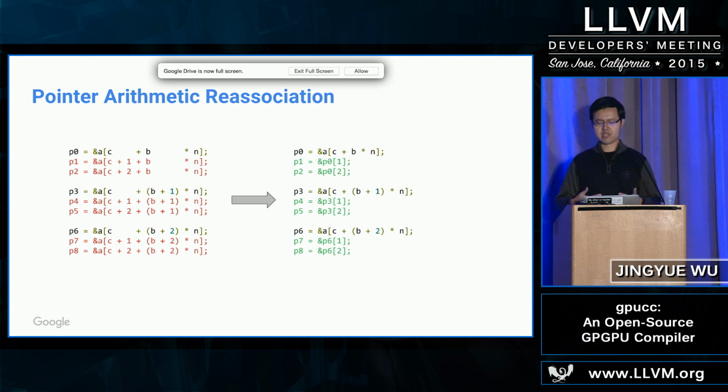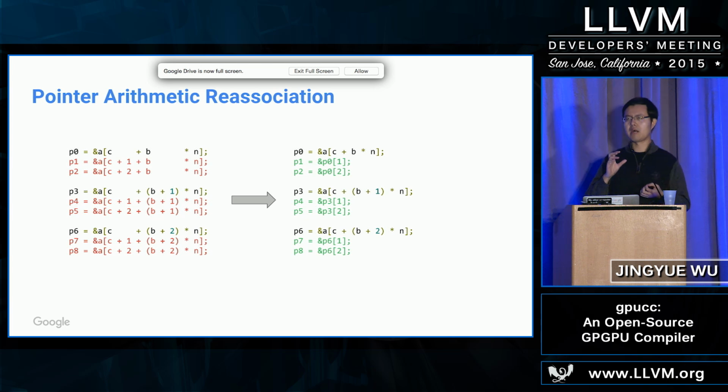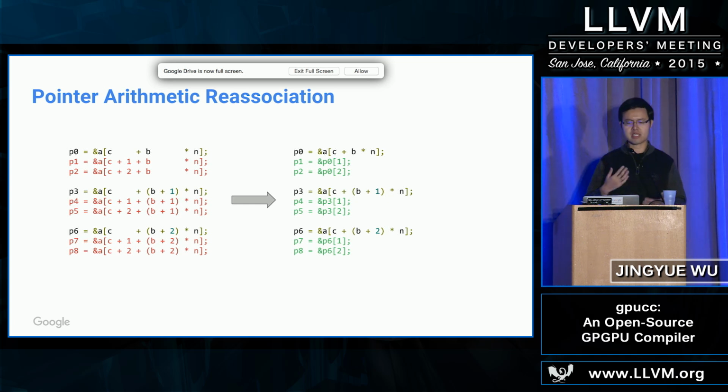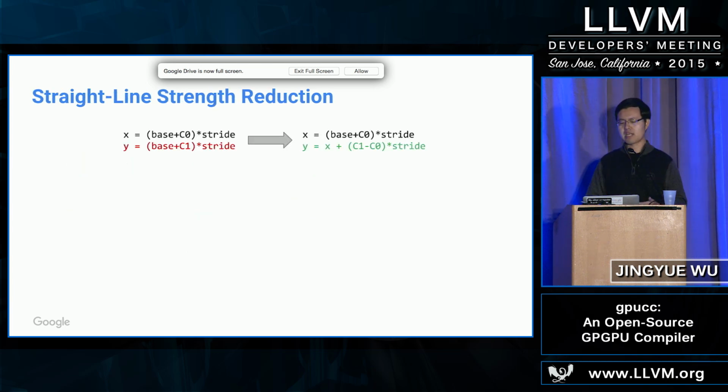Pointer arithmetic reassociation, I already sort of suggested a little bit. It works by reassociating the pointer arithmetic expression into the sum of a variable part and the integer constant offset, so that the integer constant offset can be folded later into memory operations. And besides that, another benefit is the variable part from different loop iterations can usually be reused, right? So like in this example, P0, P1, and P2 share exactly the same variable part, so you can just combine them.